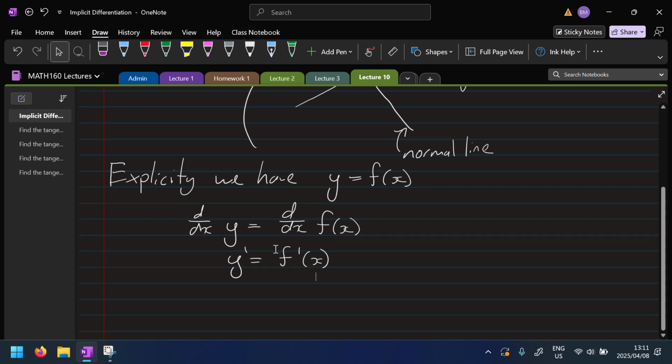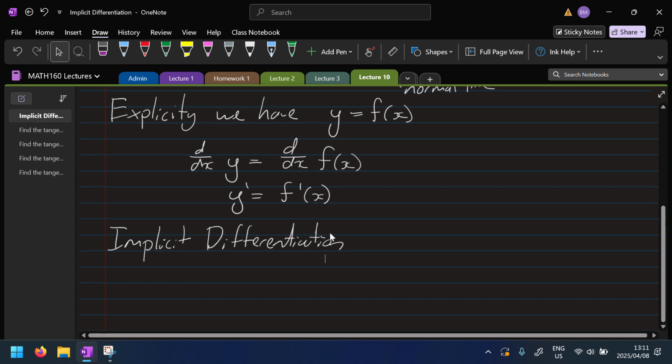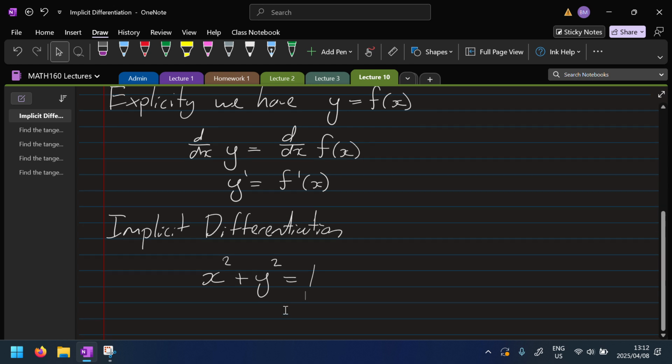Now, for implicit differentiation, this is a bit different. In this case, we don't have explicitly y as a function of x. We have something like x squared plus y squared equals 1. Just given this equation, it's not clear what is a function of what. We could have x and y being two independent variables, x as a function of y, or y as a function of x. It's not clear what we have here.